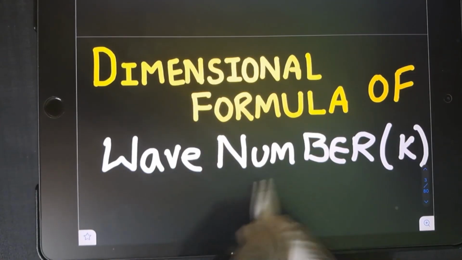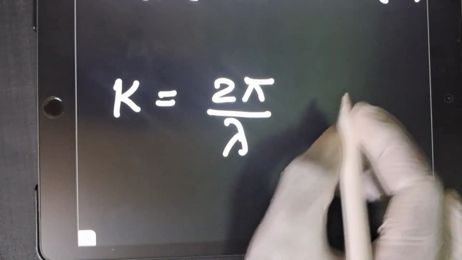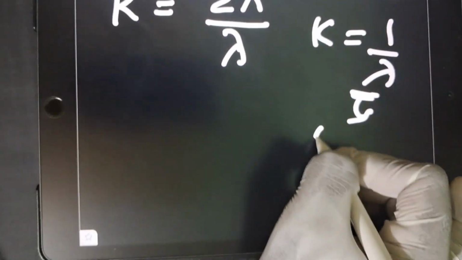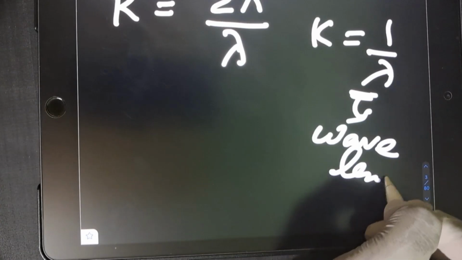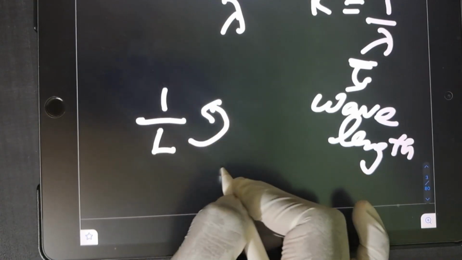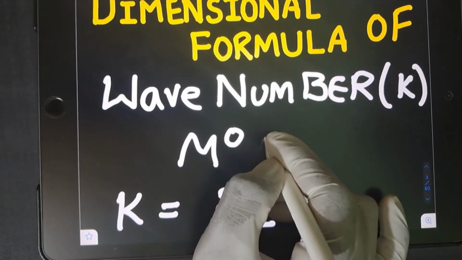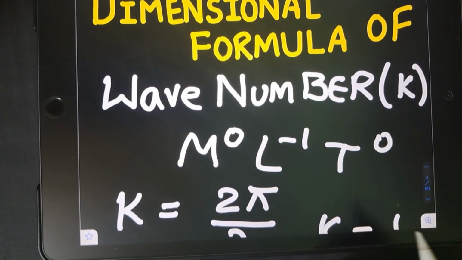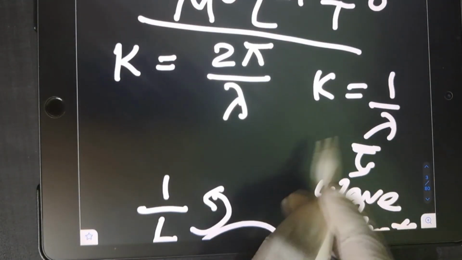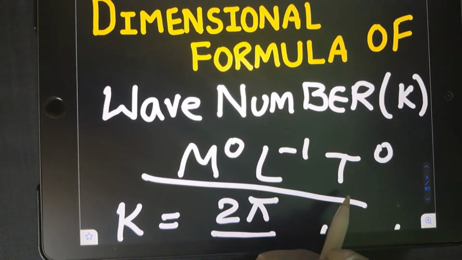To find the dimensional formula of wave number, denoted by the letter k, we know that k is equal to 2π by λ. Here λ represents wavelength. So k is 1 by λ, and its dimension is 1 by L. On inversion of L, we get L⁻¹. M⁰ L⁻¹ T⁰ is the dimensional formula of wave number. Since k is 2π by λ, and on reciprocal of length, L⁻¹ is the wave number dimensional formula.